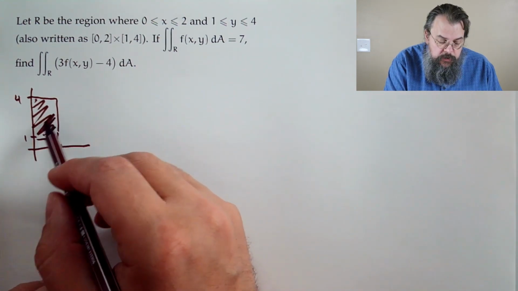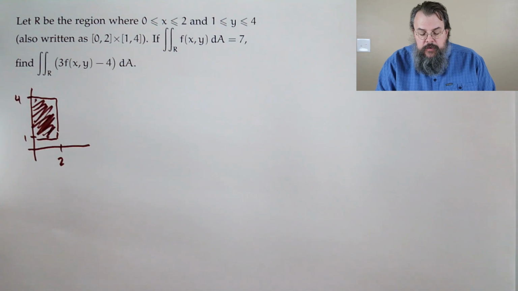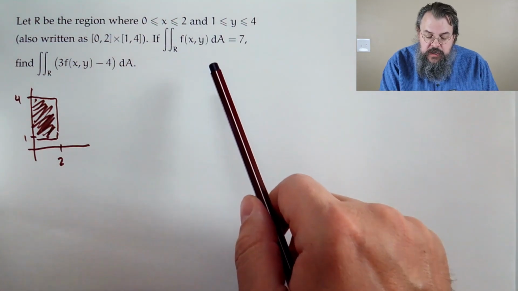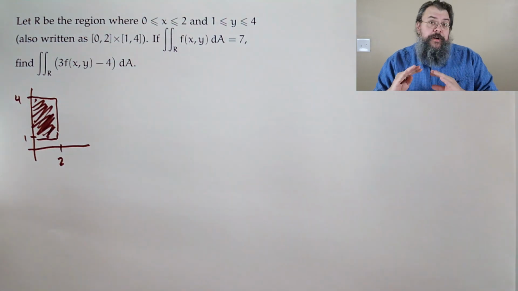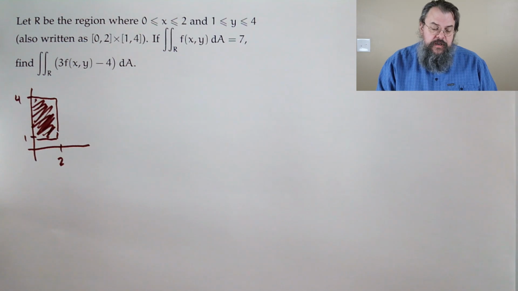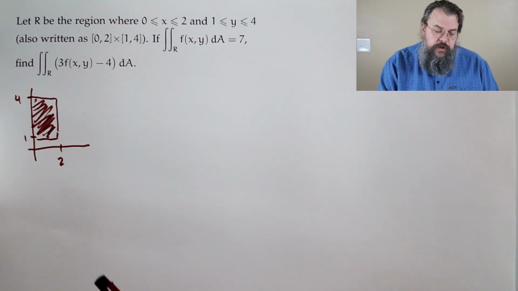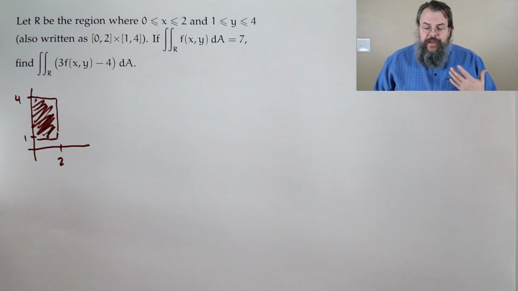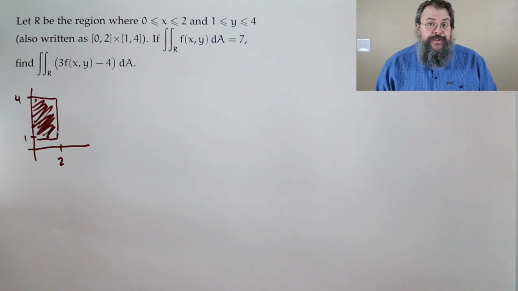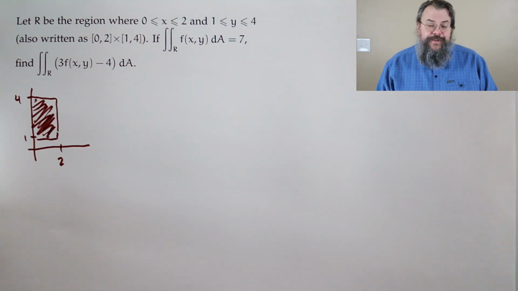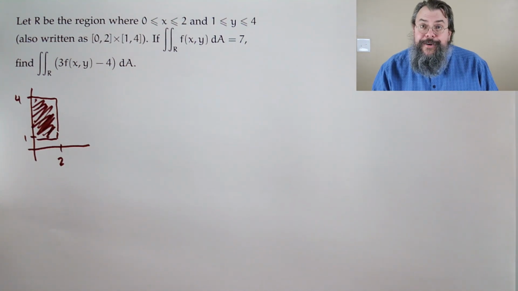And now our question becomes, if we know that the integral over our region of our function is 7, now we don't know what the function is. We're just told that the integral of our function is 7. Find the integral over our region of 3 times our function minus 4. Okay, now this doesn't sound like it's a hard problem. Of course, it's not. I mean, we're starting easy, but of course, don't worry. We'll do some challenging ones sooner or later, right?